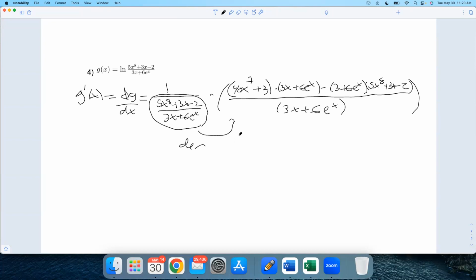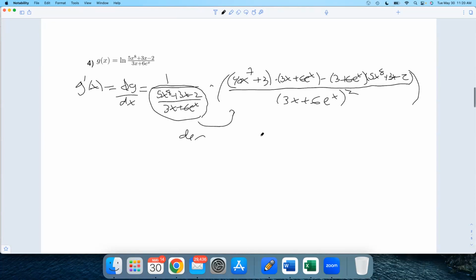Now, this could definitely be cleaned up a bit, like this here. When I flip this fraction over, oh, I forgot my squared. One of these factors will cancel one of these factors. There's a lot of simplification that could happen here, but that's not what we're worried about right now. We're just worried about taking the derivative.